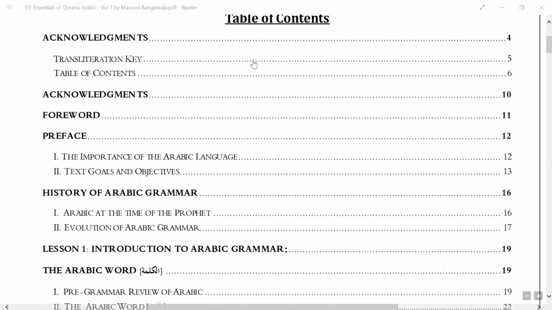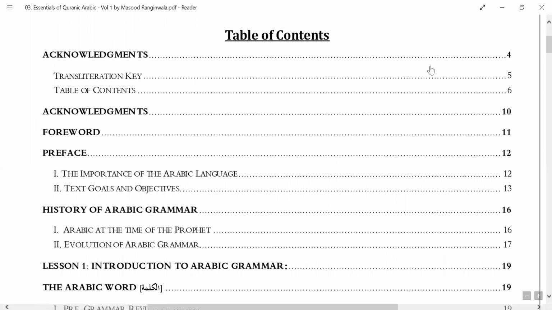We are doing Essentials of Quranic Arabic, Volume 1. This will be from Lesson 1 onwards. We are going to record now. It starts from here: acknowledgements, foreword, preface. All of you have to read this.